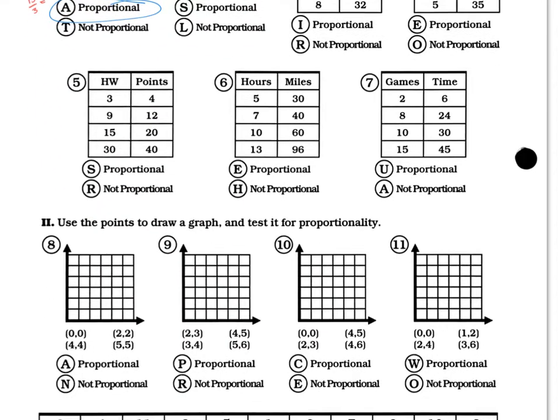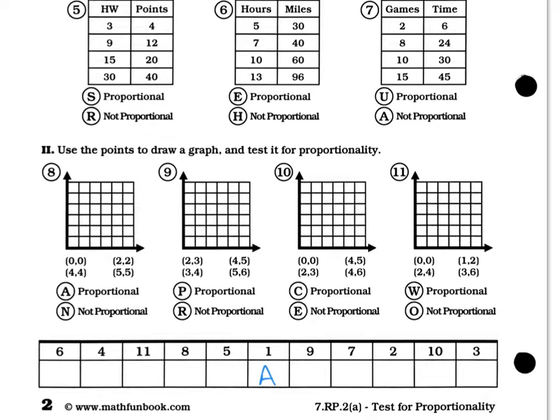For number 8, 9, 10, and 11, to test it for proportionality, if you draw a line going all the way through, and remember it goes on forever, you'll want to see, does it go through the point 0, 0? If it goes through the point 0, 0, it is proportional. If it doesn't, it's non-proportional.